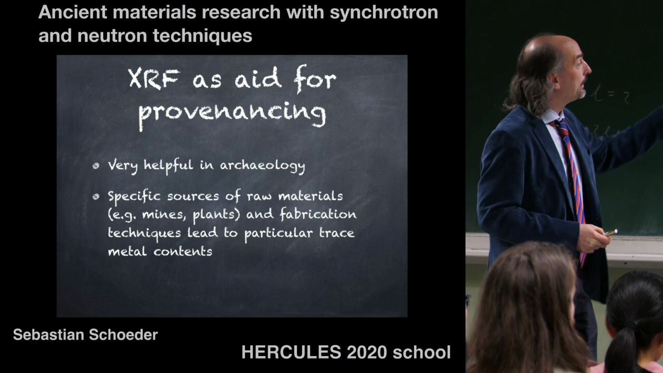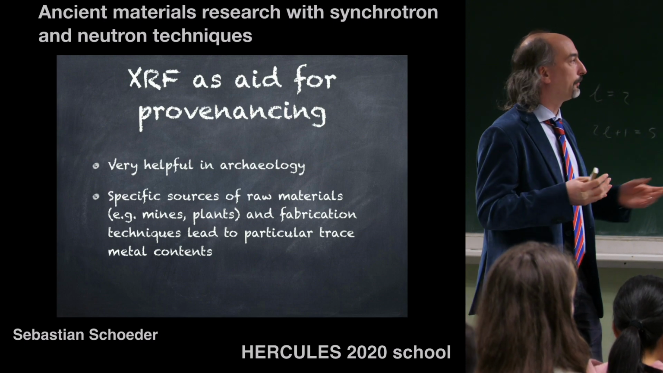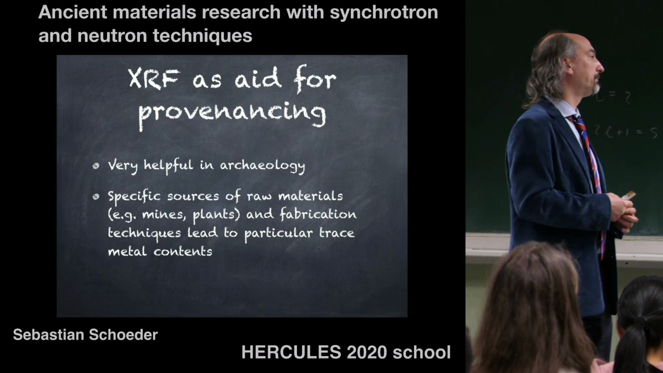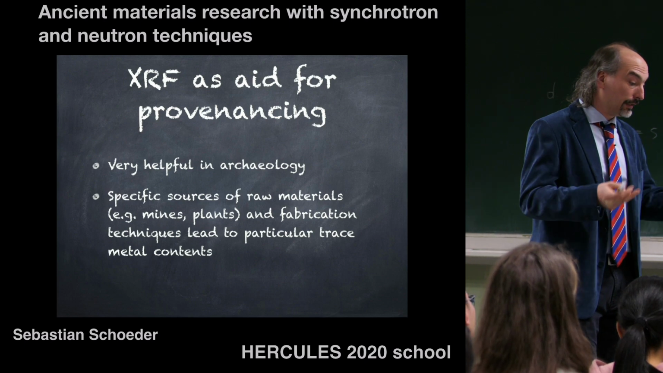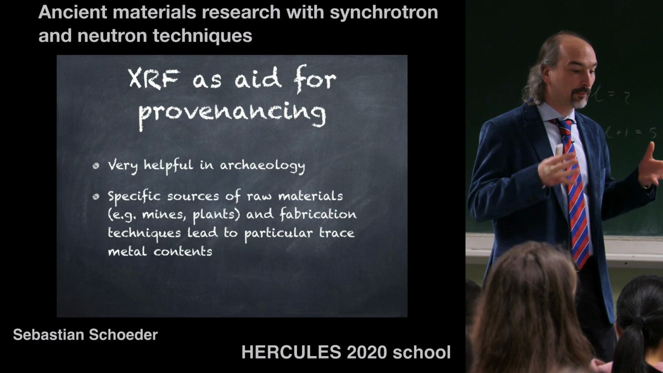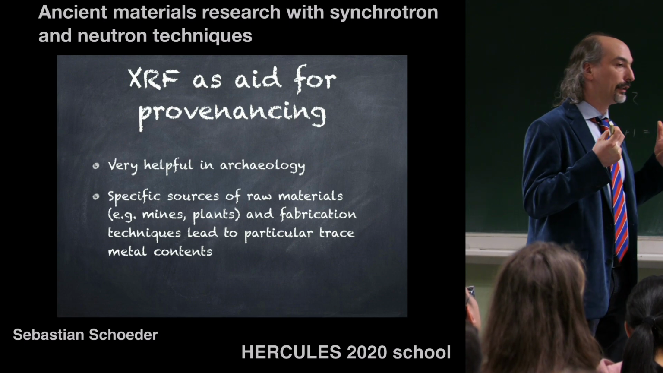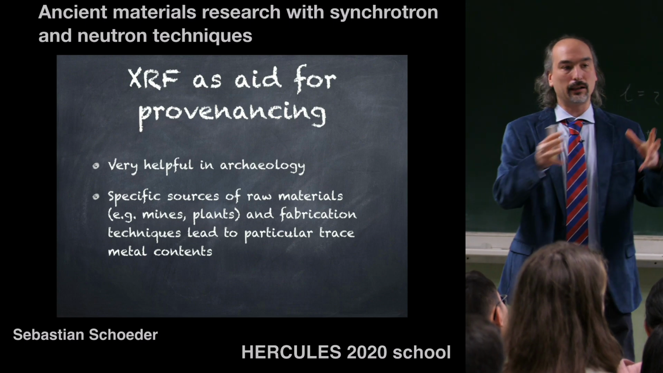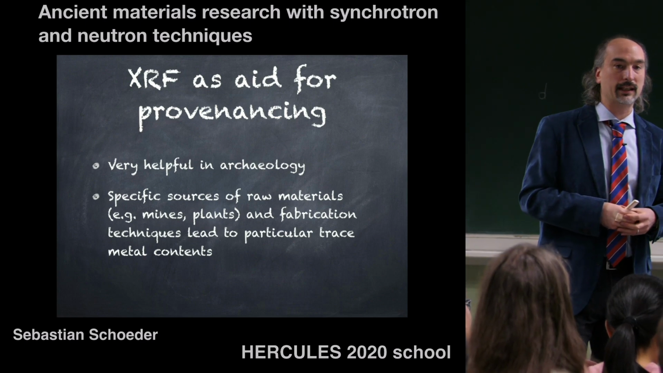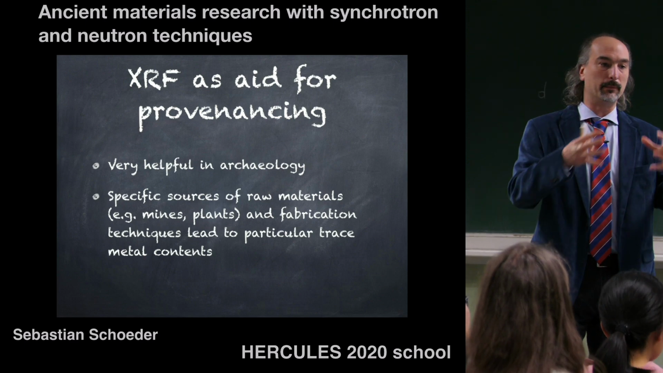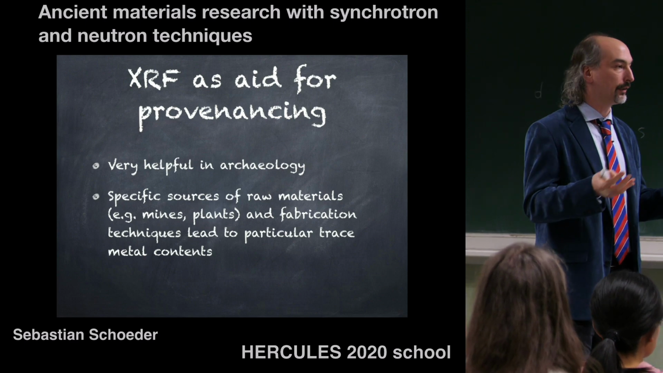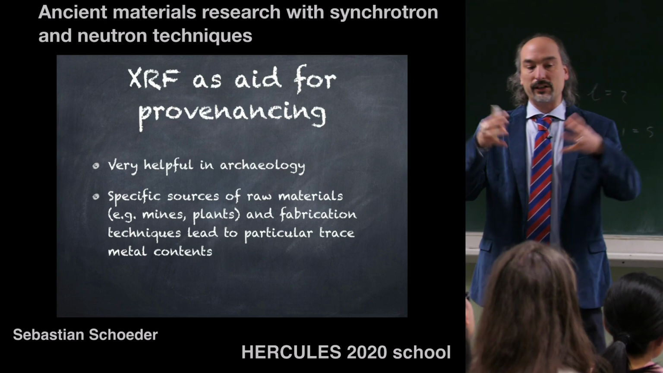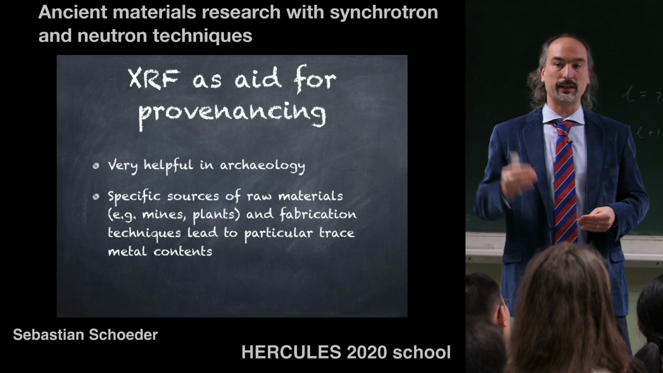And this is using X-ray fluorescence as a help for provenancing. That means for finding out where an artifact comes from. And so X-ray fluorescence spectroscopy can be very helpful there because we can look at the trace metal contents of a sample. And the trace metals are often very particular for the region where a certain sample has been produced. Because, for example, the mines, where the raw materials that have been taken for producing the sample, have a very specific profile of trace metals.